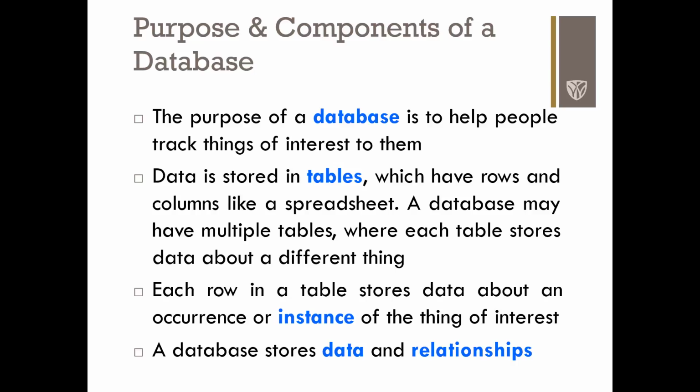Each row of a table stores data about a specific instance of the thing of interest. So if I've got a customer table, every row in that customer table is going to represent a single, unique customer. The information about a customer will not bleed over onto two or more rows. All the information for that customer will be maintained in that row for that table.